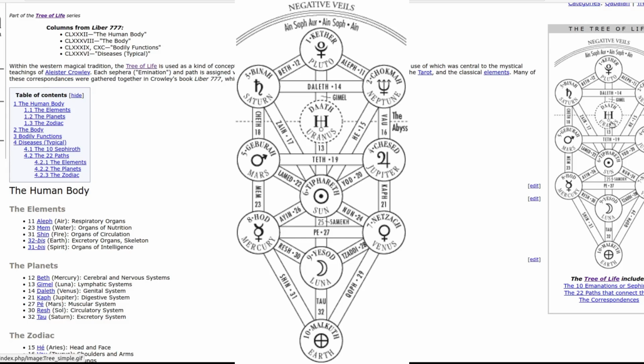Keter, I would put as Uranus, and Daat as Pluto, because Daat is kind of the darkness, the hidden Sephira, which is the throat. I would put it as Pluto, because it's kind of the underworld. And Uranus is like a super sun. It's like a Super Saiyan 2 sun.